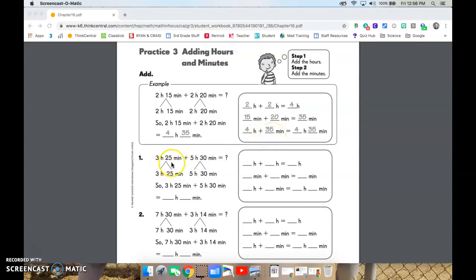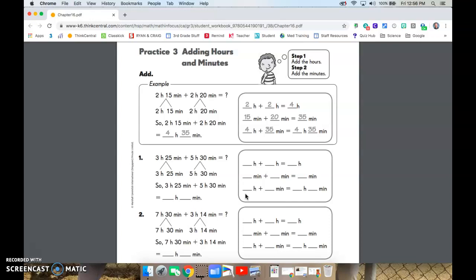3 hours and 25 minutes plus 5 hours and 30 minutes. So, 3 hours and 5 hours equals 8 hours. And then we're going to go to the minutes. 25 minutes and 30 minutes is 55 minutes. So our answer is 8 hours and 55 minutes.